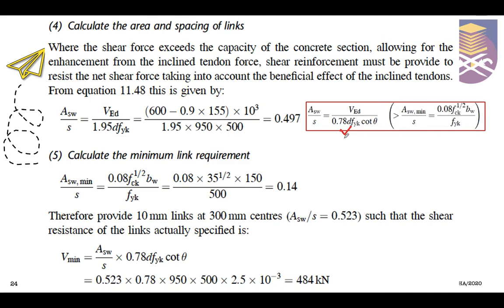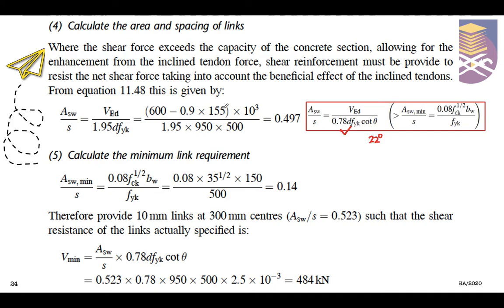So ASW over S, k, is equal to VED over 0.78 d fyk cotangent theta. Since just now the VRD max is considering 22 degrees, similarly for this calculation we are going to use this angle. So we have here 600 minus 0.9k times 155. That is for the VED value.